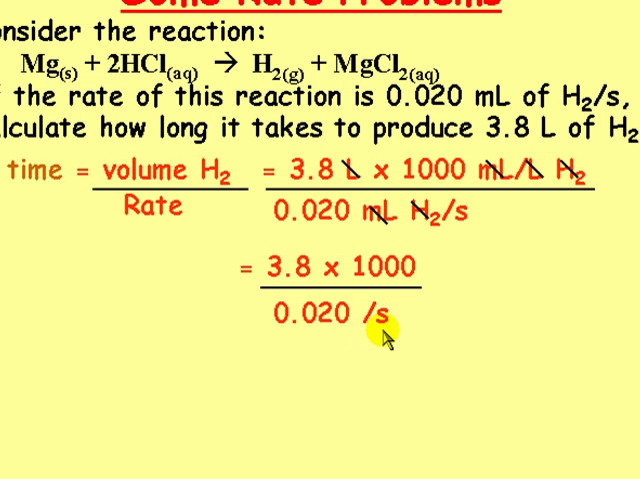Seconds is on the bottom of the bottom. That means it's actually a unit on the top. So that many seconds. Multiplying and dividing that brings us to 190,000 seconds.